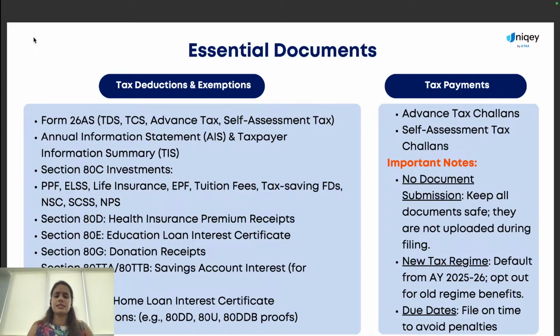Similarly, if you are taking a health exemption, then you need to keep the health insurance premium receipt. If you are taking the education loan deduction, then you need to keep the education loan interest certificate. If you are taking any other deductions like 80G, 80TTA, or any home loan interest or principal benefit, in that case, you need to keep all these documents which I have listed here, to be in a legal and compliant way to take exemptions and deductions. If you are making any payment, for example advance tax payment or self-assessment tax, you need to keep both the challans as proof.